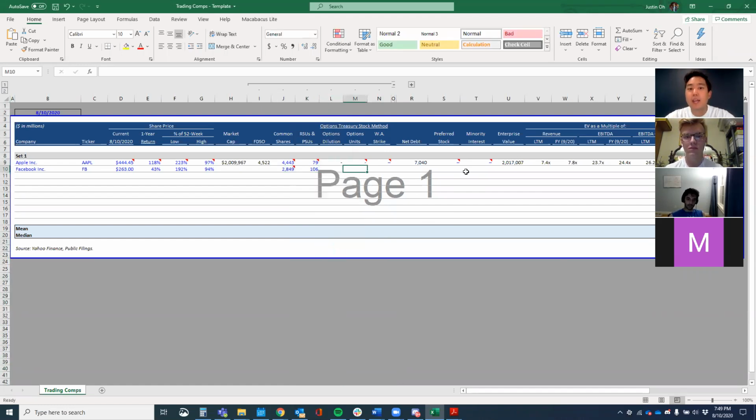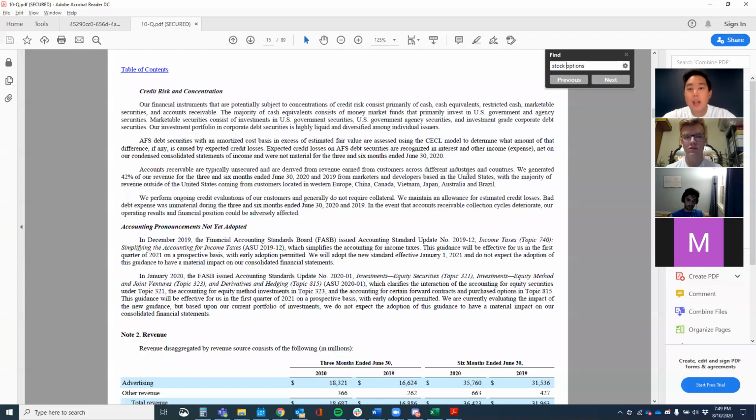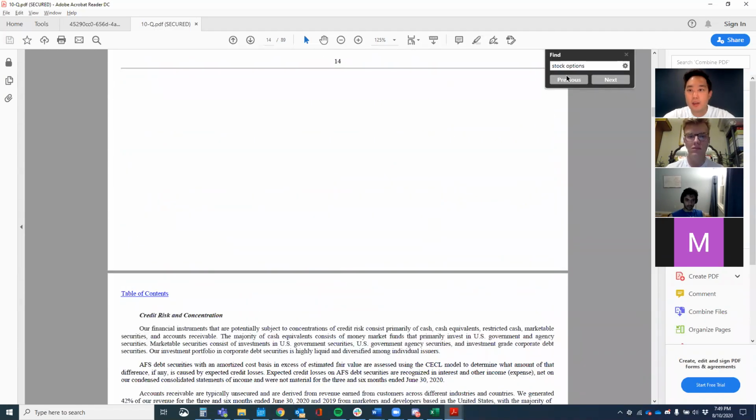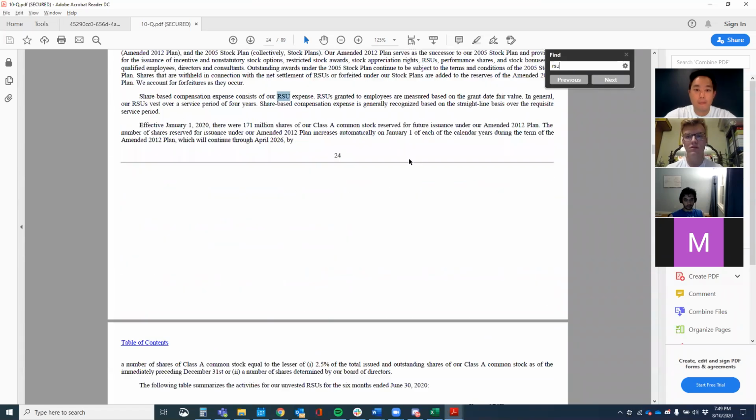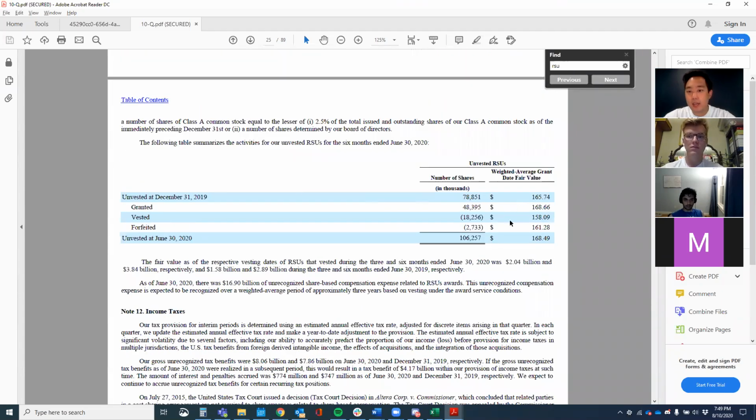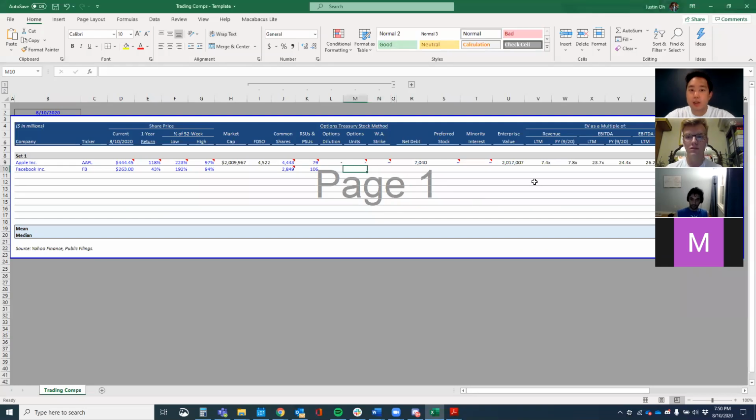Options are different, right? A lot of times if you search stock options, they'll give you a table like this, and it'll say number of options outstanding and weighted average strike price. So all you've got to do with this calculation is copy this formula here, and I already did it for you. You put number of options units 100, and the strike price is 200, let's say.